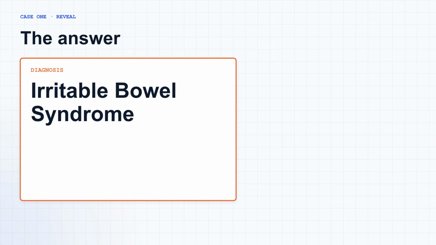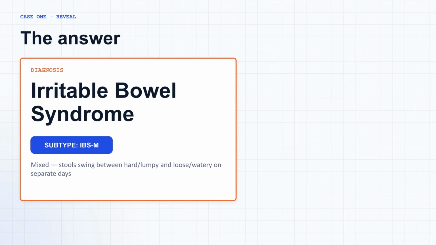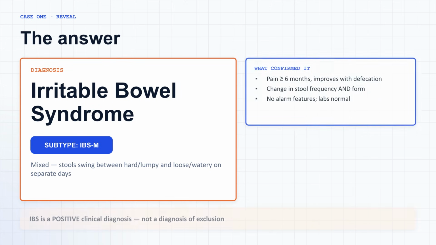This is irritable bowel syndrome, the mixed subtype. Notice what made the diagnosis. It was the pattern of the history, not a test. Recurrent abdominal pain that improves with defecation, a change in stool frequency, and a change in stool form. She has no alarm features, and her basic labs are normal. So irritable bowel syndrome is a positive clinical diagnosis. It is not a diagnosis of exclusion that demands an exhaustive workup.